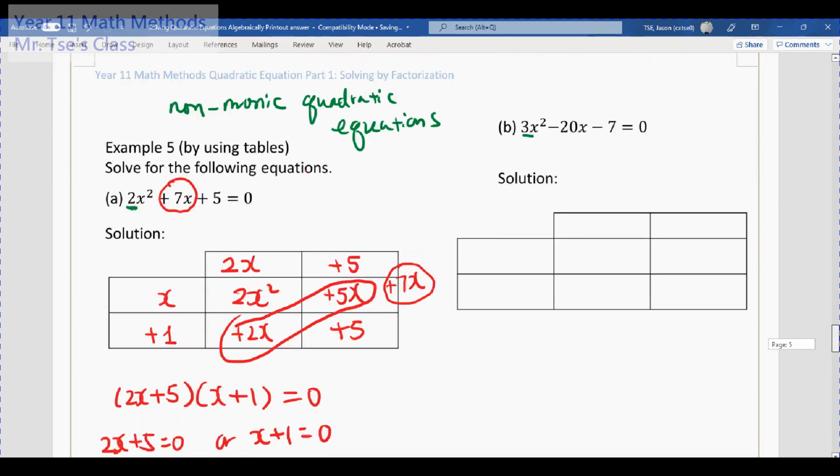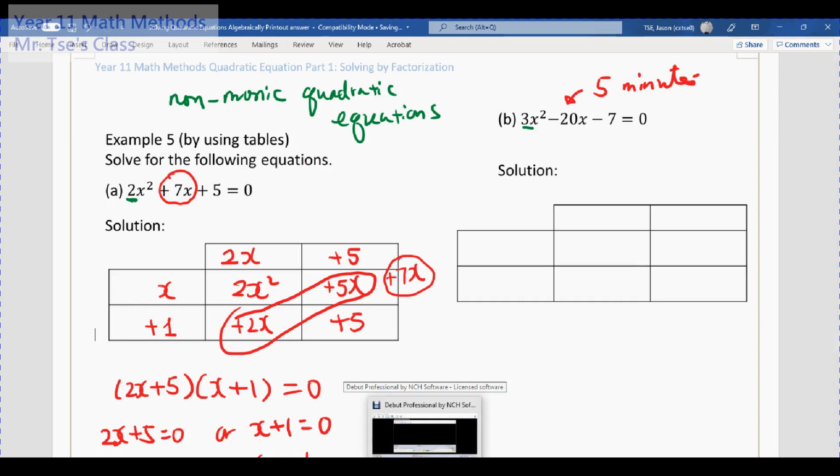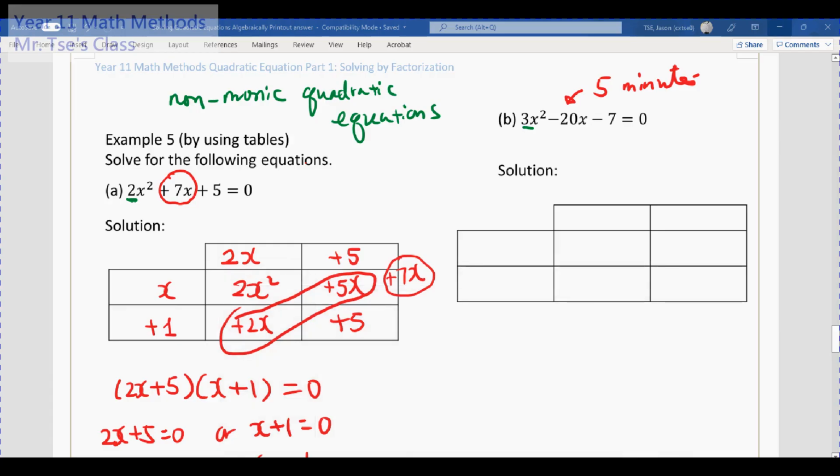And how about the second one? The second one is even more difficult. You can see the large term is negative, the middle term is minus 20x, and there's 3x squared. So I'll give you like 5 minutes again to try to solve it. Pause the video now, spend 5 minutes, try to get your solution, and okay, let's go.